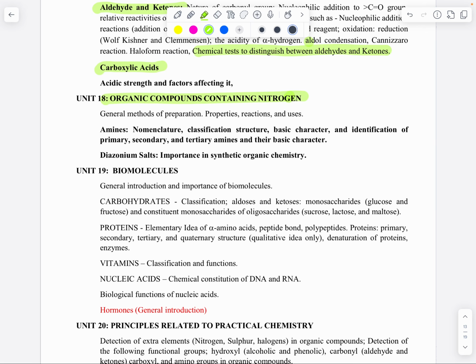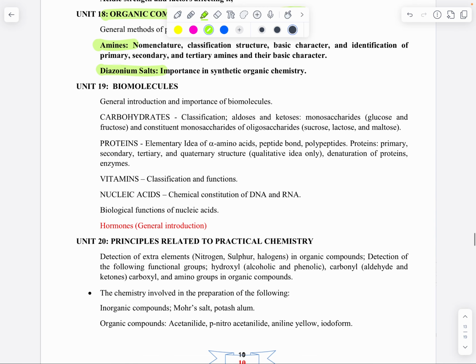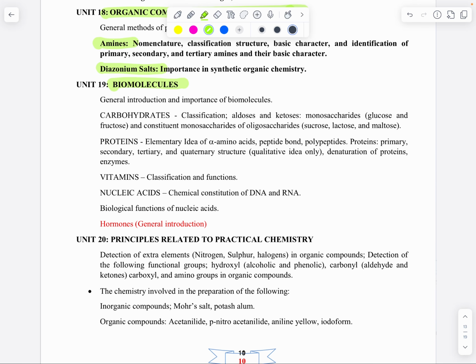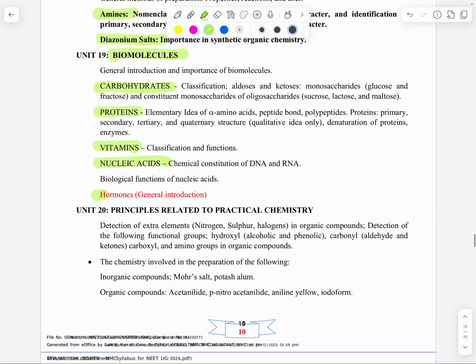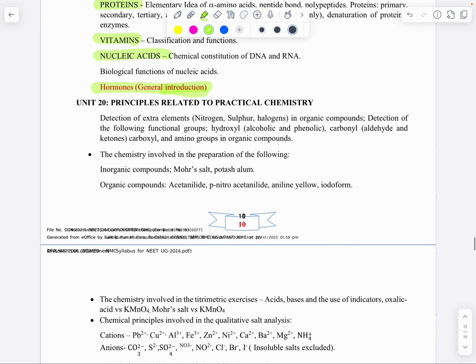Next unit is organic compounds containing nitrogen. So this includes amines and diazonium salts. Its reactions are important. The next unit is biomolecules. It includes carbohydrates, proteins, vitamins, nucleic acids, and hormones. The general introduction part is also added this time in the NEET-UG syllabus.